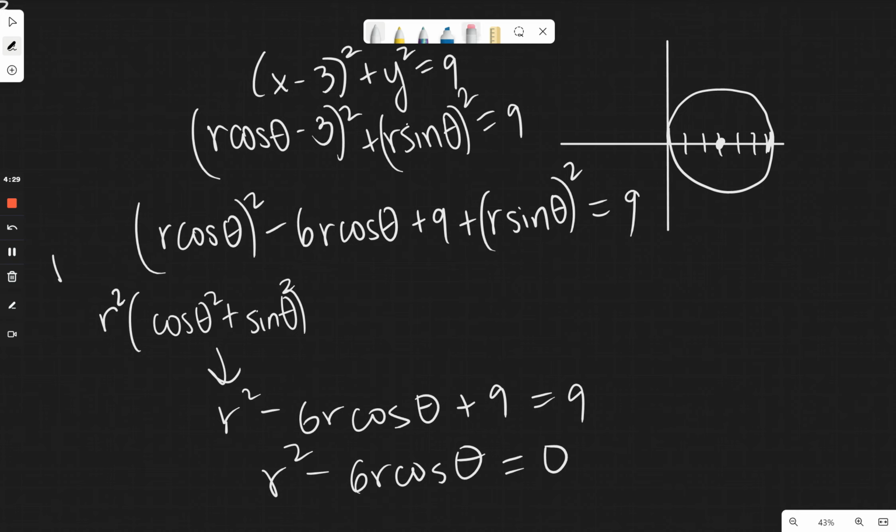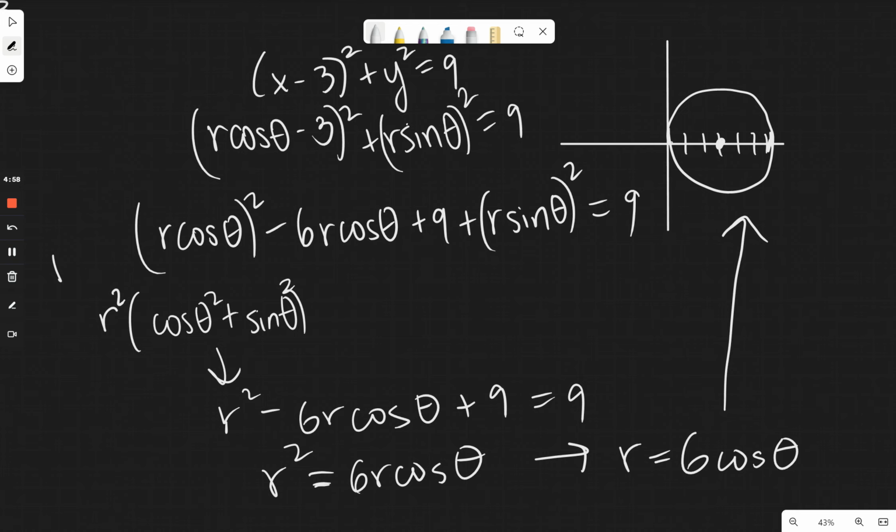And so that also tells us that r squared is equal to 6r cosine theta, and then we can divide both sides by r because we know r isn't 0, and so this tells us that r is equal to 6 cosine theta, which, as I hope you know, represents a circle with diameter 6, and that is right of the pole, or right of the origin. So this is exactly what this is, and that's how we would convert these rectangular coordinates to polar form.